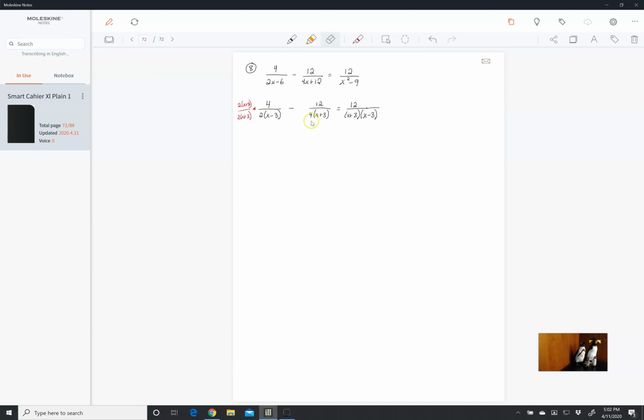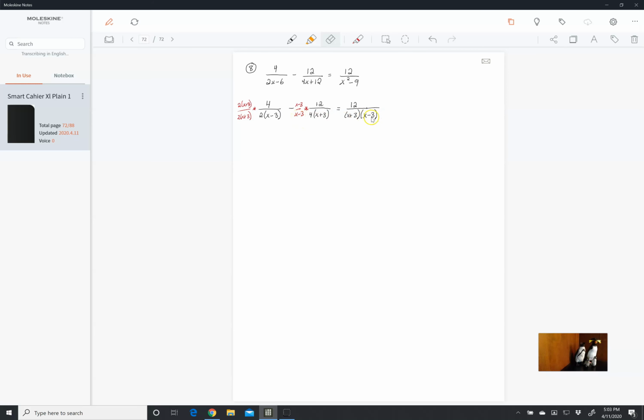This has a 2, but the 2 is already included in the 4, so we don't have to worry about that. This has an x minus 3, this one does not, so we have to multiply by x minus 3 over x minus 3. And this denominator has an x plus 3, which is already included. It has an x minus 3, which we're already taking care of.